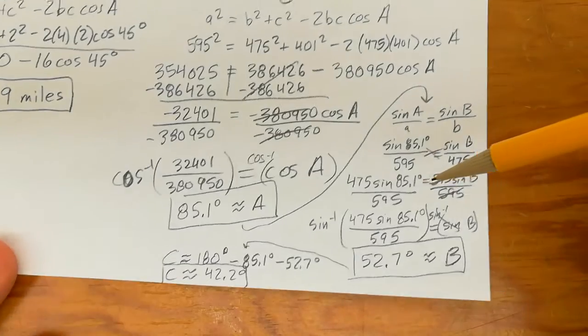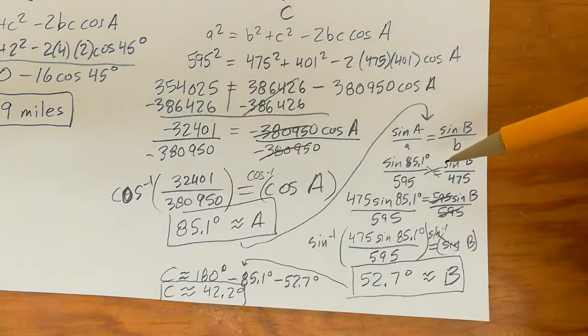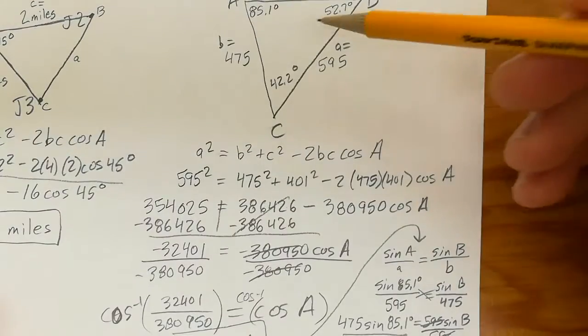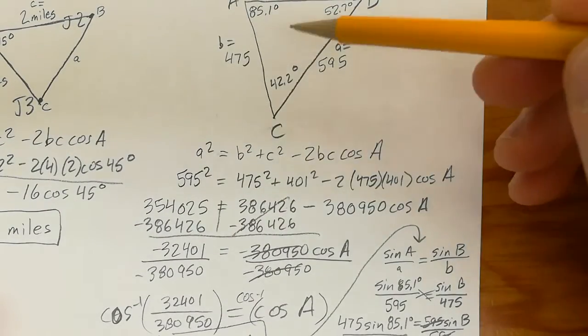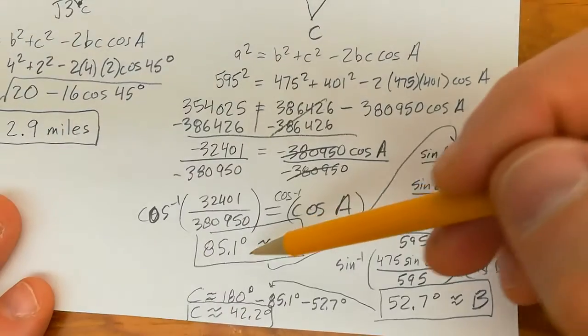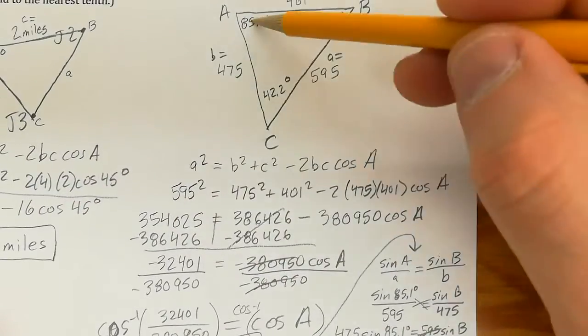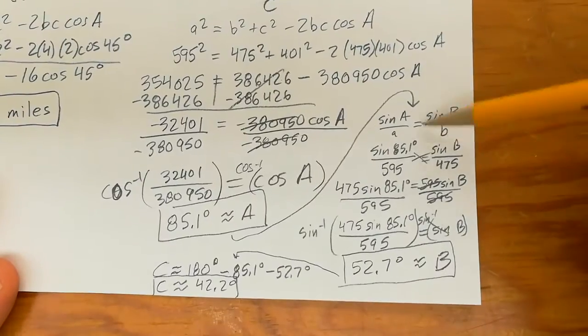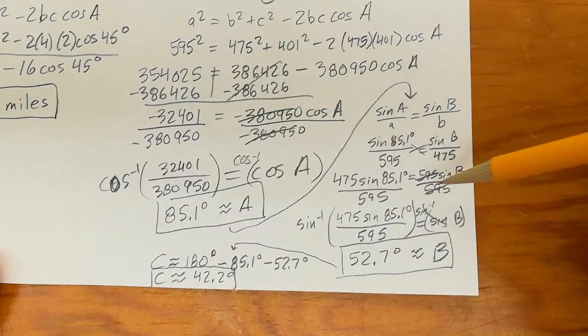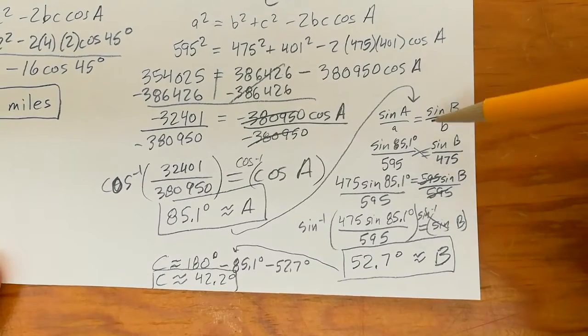What I like to do to find the second unknown in these kind of problems is use law of sines. It's a little simpler than the law of cosines. So in order to use law of sines, you need an angle and its opposite side, which we know now. We have angle A and we have side A. So now I can use law of sines. So I did that. If you're not familiar with that process, watch my law of sines video.